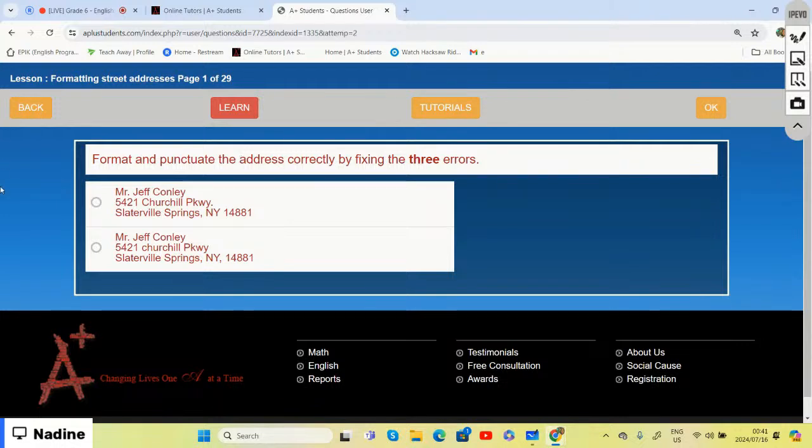The first one says Mr. Jeff Conley, 5421 Church Hill, PKWY. And then the third line is Slaterville Springs, I think it's New York, 1481.